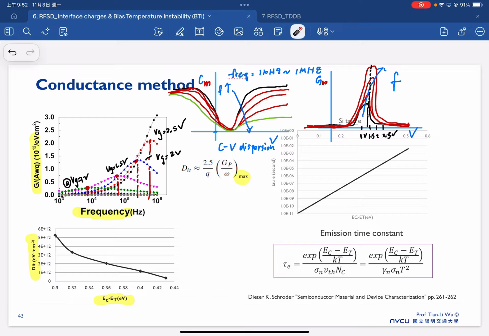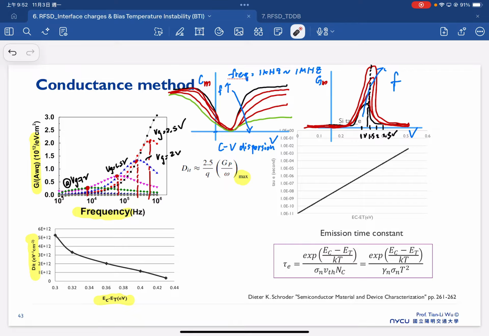So DIT will be directly calculated from this one. This is 2.5 times this value, right? From this equation, we know that this value times 2.5 will be equal to the maximum interface density at this frequency. But how do we convert the frequency to the energy level? Then we need to use the equation on the right hand side, which considers the emission time constant.